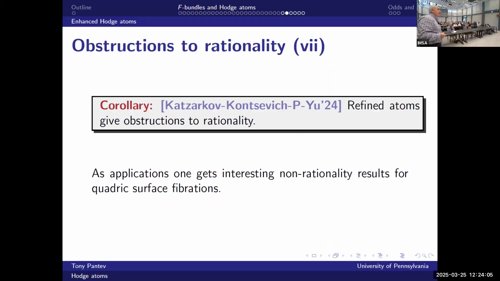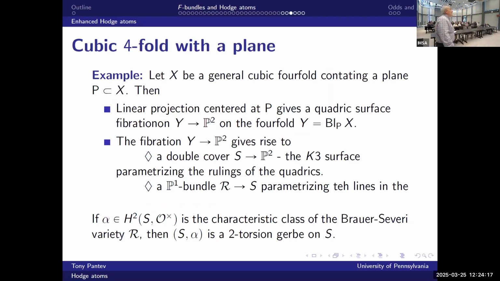And so you get, again, that the refined atoms give you obstructions to rationality in the same exact way, and you get interesting non-rationality results for quadric fibrations. So this is the example that you mentioned. If you take now not a general cubic fourfold, but a cubic fourfold containing a plane, then projecting from that plane gives you a fibration by quadric surfaces on Y, a rational fibration by quadric surfaces. This birational fibration gives you some interesting atom.